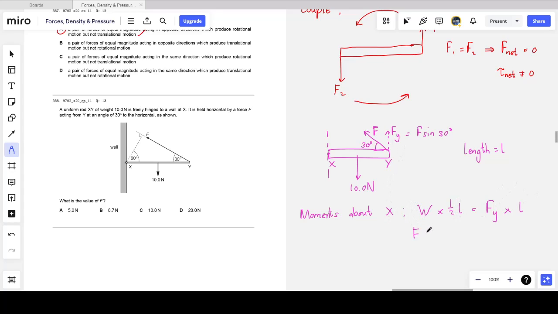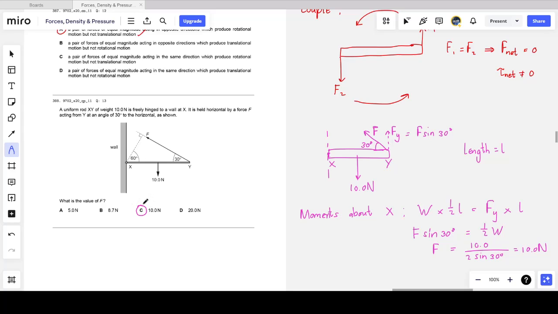forces. And so F sine 30 degrees, I'm going to bring F on the left-hand side, is equal to half of the weight of the rod. And so this force F is equal to 10 newtons, which is the weight of the rod, divided by 2 sine 30 degrees, which gives me 10 newtons. And this corresponds with option C.